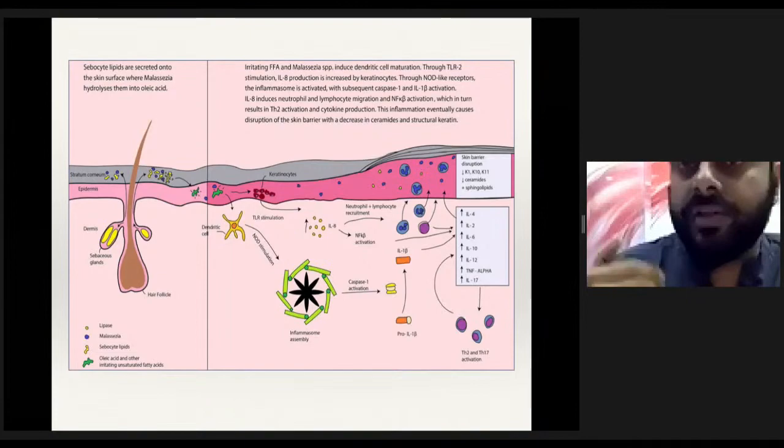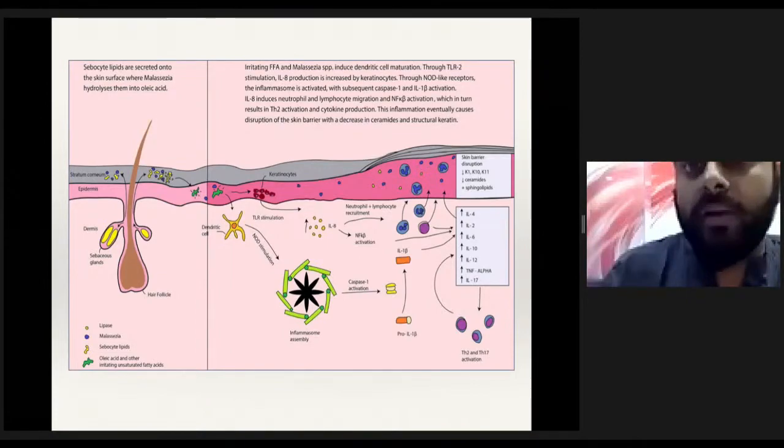increased by keratinocytes, and there is an inflammasome which is activated, consisting of all these cytokines, which leads to neutrophil and lymphocyte migration and NF-kappaB activation, which leads to more epidermal proliferation and differentiation, keratinocyte proliferation and differentiation, and also epidermal barrier dysfunction.